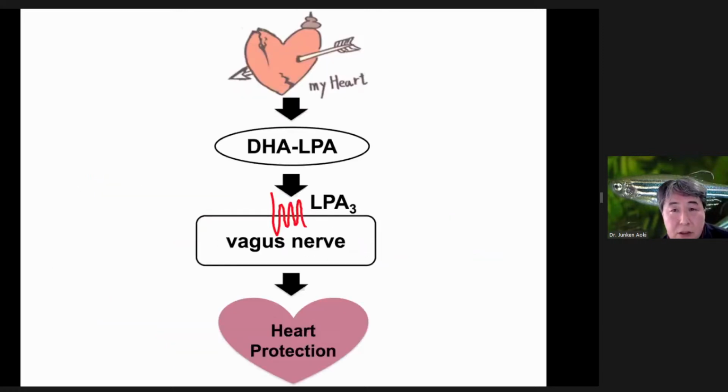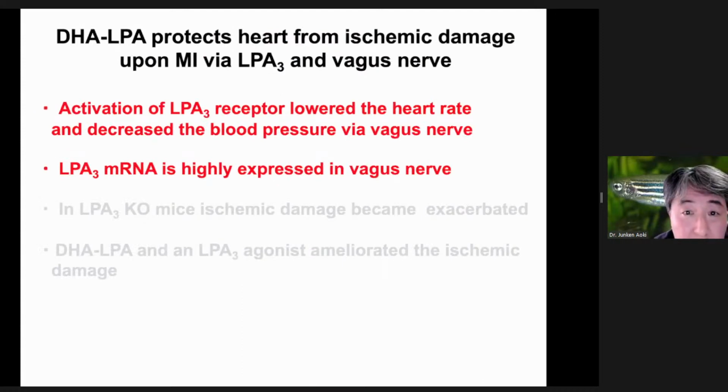To make the long story short, I will explain the essence. Upon heart injury or heart attack, or in the MI model, DHA-LPA is somehow produced, and this DHA-LPA activates the LPS3 receptor in the vagal nerve, and it contributes to heart protection in the MI model. We show some evidence. First, activation of the LPS3 receptor lowers the heart rate and decreases blood pressure via the vagal nerve, and LPS3 mRNA is highly expressed in the vagus nerve.